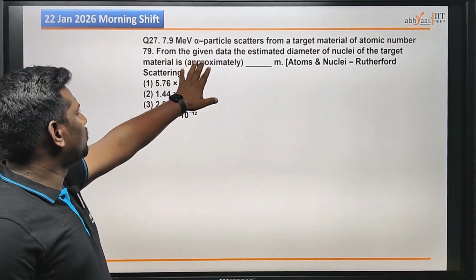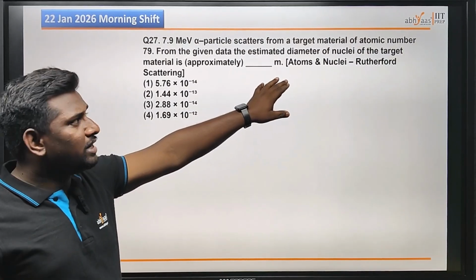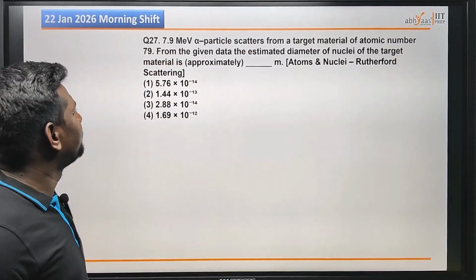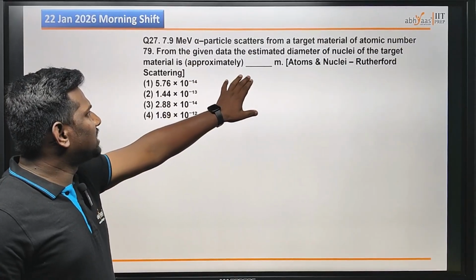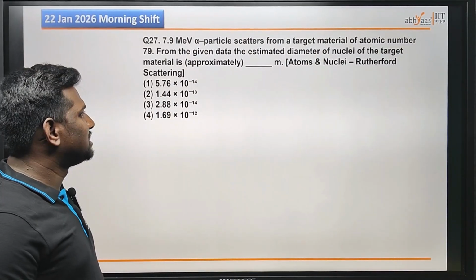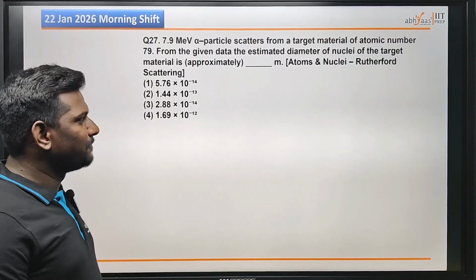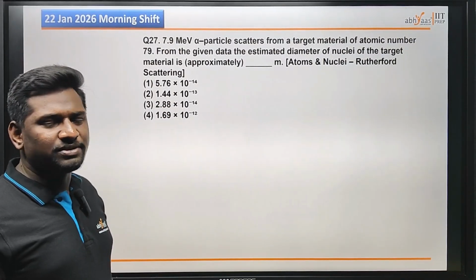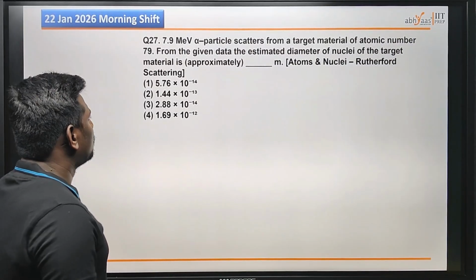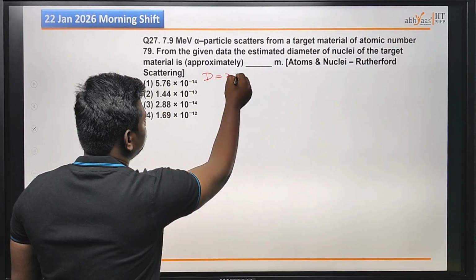7.9 mega electron volts alpha particle scattering from a target material having atomic number 79. For this given data, estimate the diameter of the nuclei of the target material. What they are asking? Diameter. If we know the radius, we can easily find out the diameter. So our diameter D can be written as 2r.